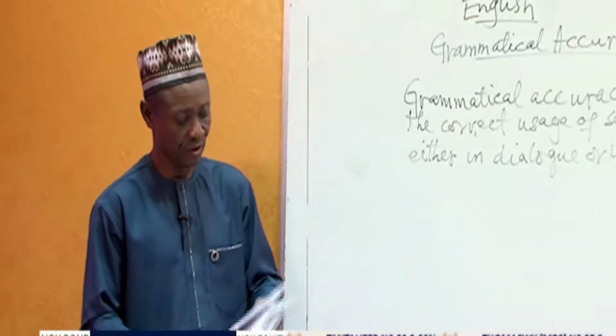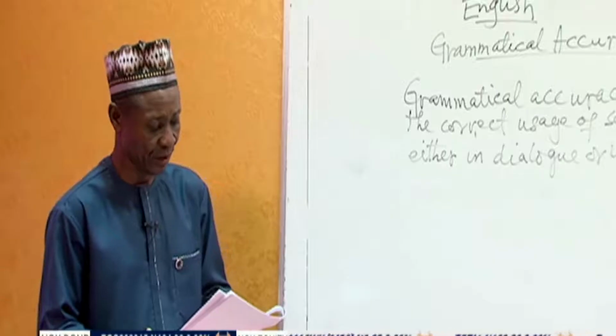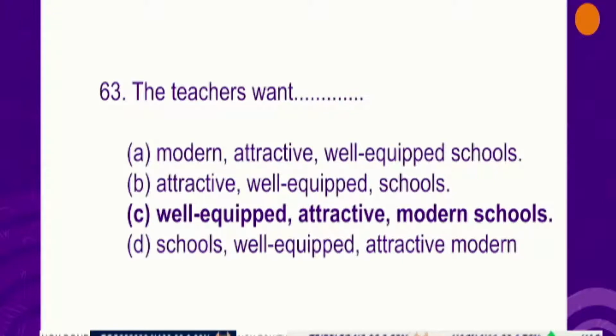This takes us to question number 63. And question number 63 is taken from order of adjectives. The teachers want dash. A, modern, attractive, well-equipped schools. B, attractive, well-equipped schools. C, well-equipped, attractive, modern schools. D, schools, well-equipped, attractive, modern. The appropriate answer is option C, which is well-equipped, attractive, modern schools.